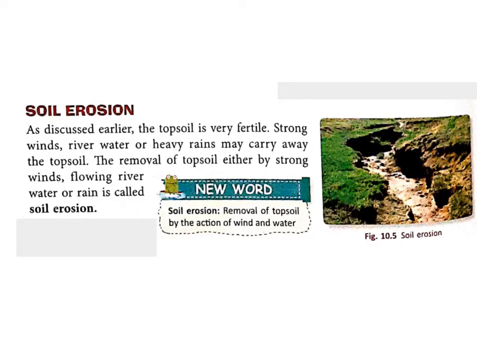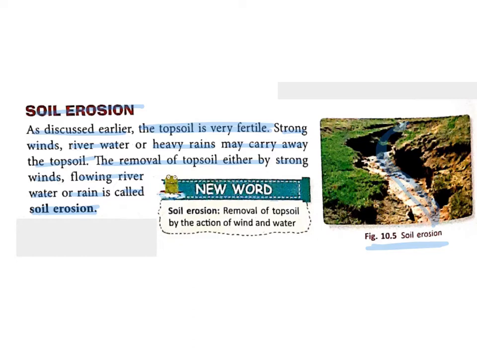Children, the next topic is soil erosion. So let's study about it. As discussed earlier, the topsoil is very fertile and this is due to the presence of humus, as you already know. Strong winds, river water or heavy rains may carry away the topsoil. Now you can see in this picture, due to the flow of water, the topsoil has been removed. The removal of topsoil either by strong winds, flowing river water or rain is called soil erosion.